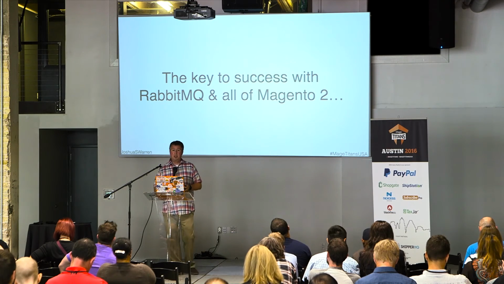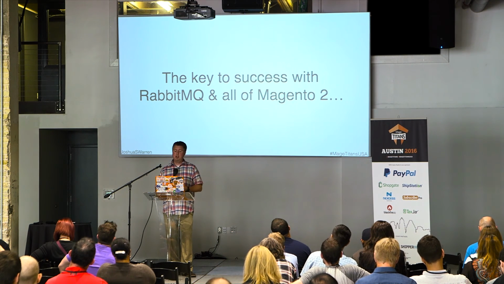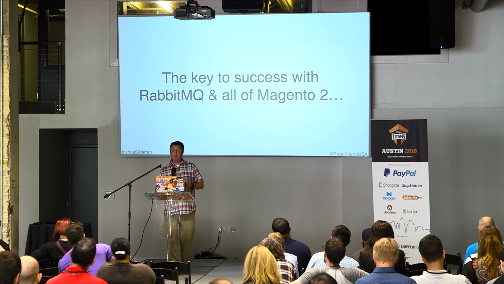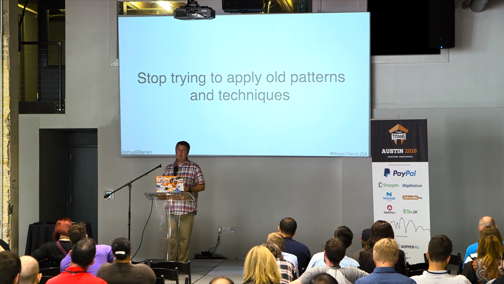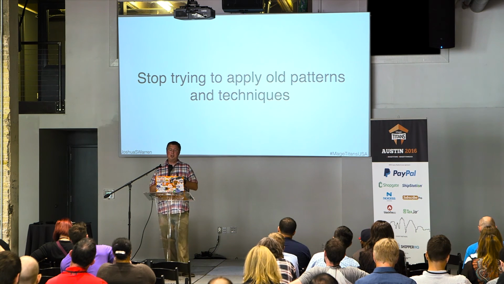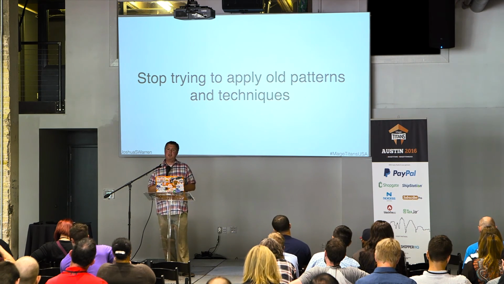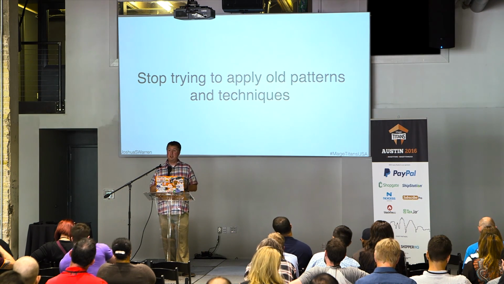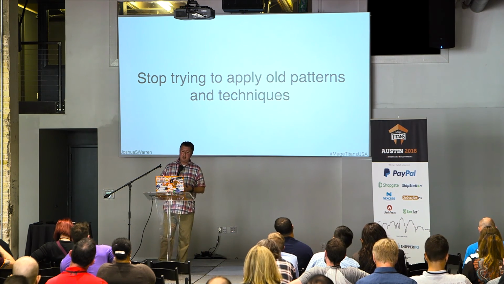Biggest thing, though, I want you to take away from this is that there's one key to success with RabbitMQ, using Rabbit for your integrations, and really all of Magento 2. Stop trying to apply the old patterns and the old techniques. Stop trying to do things the old way. So if you approach Magento 2 as, I want this to work like Magento 1, you're going to have a frustrating time. It is basically a new platform. There are entirely new approaches in it.